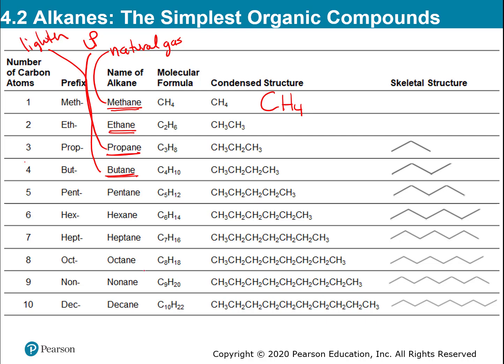If we continue going down, octane. Where have you seen octane? What's an octane rating? That's a rating on, I buy 87, but some people like to have 92. Gasoline. So this is a component found in gasoline. So notice all these are fuels. Methane, propane, butane, gasoline, all of these are found in fuels.